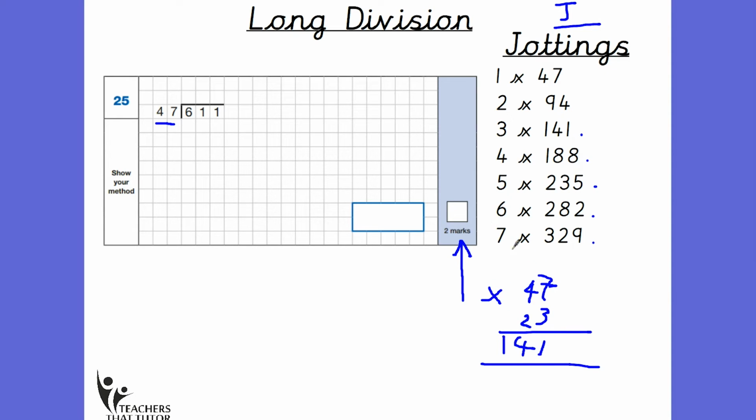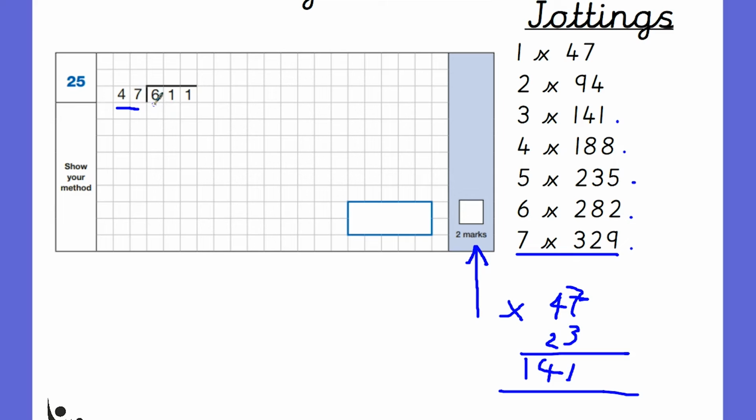But once they've got to about 7 times, I tend to say to them, stop at 7 times, because usually that's enough for you to be able to work out the answer. So now we know, we can now check. How many times is 47 going into 6? It doesn't, so we put a 0 there. Then we draw a little line here like we would with short division. How many times is 47 going into 61? So now we check our jottings. It goes in 1 time. Does it go in 2 times? No, it doesn't, because that's too big.